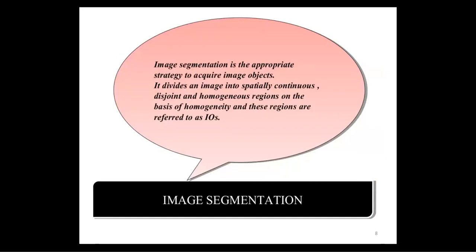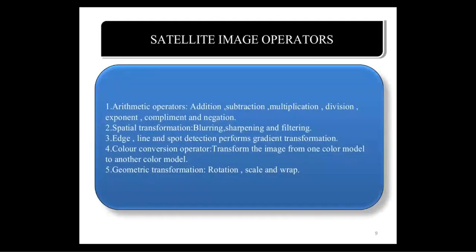Image segmentation is an appropriate strategy to acquire image objects. It divides an image into spatially continuous, disjoint and homogeneous regions on the basis of homogeneity, and these regions are referred to as image objects. Next, the satellite image operators.